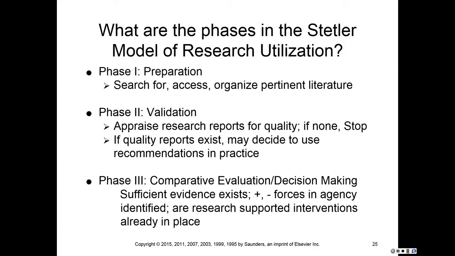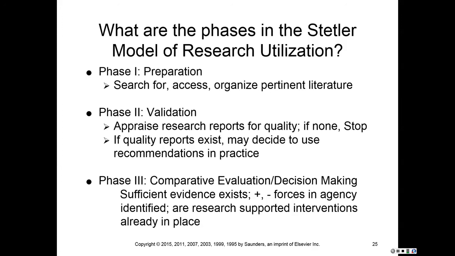Phase 2 in the Stetler model of research utilization is validation. In this phase 2, the researcher will appraise research reports for quality. If there are none, they stop the process. If quality reports exist, they may decide to use the recommendations in practice.